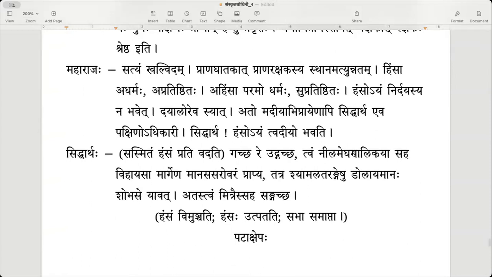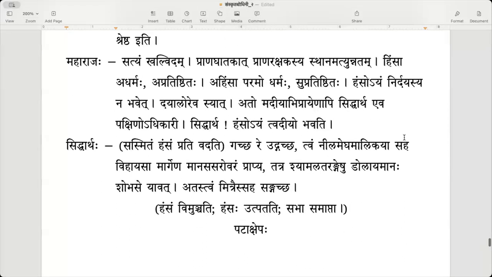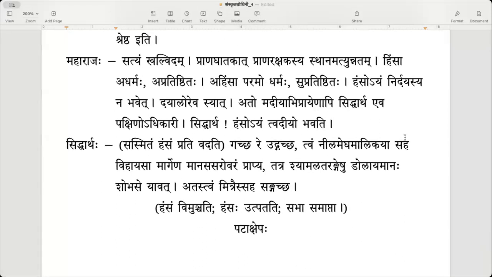Satyam khalu idam, this is truth indeed. Pranaghatakat pranarakshakasya sthanam atyunnatam. The place of the protector of life is much higher than the one who takes away the life, pranaghatakah. Himsa adharmaha apratishtitaha. The violence is adharmam. Apratishtitaha means it doesn't hold any foundation in anything. Nobody endorses it, right? There is no endorsement for himsa. Adharma.